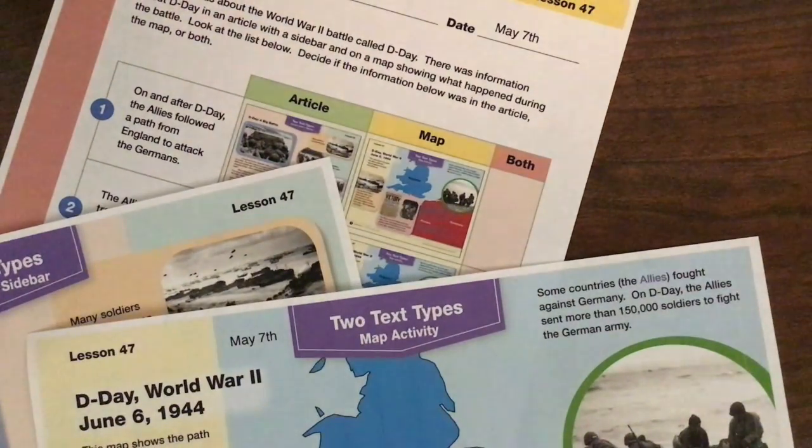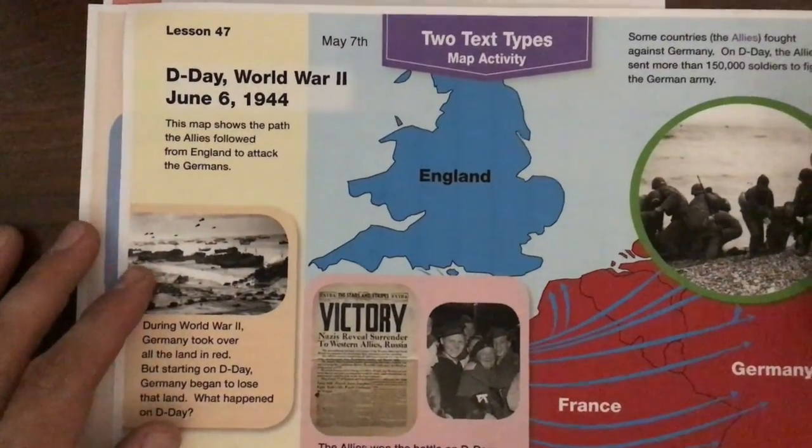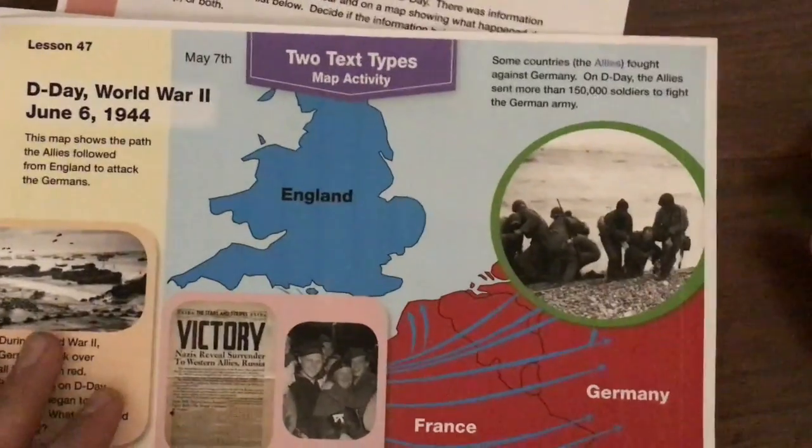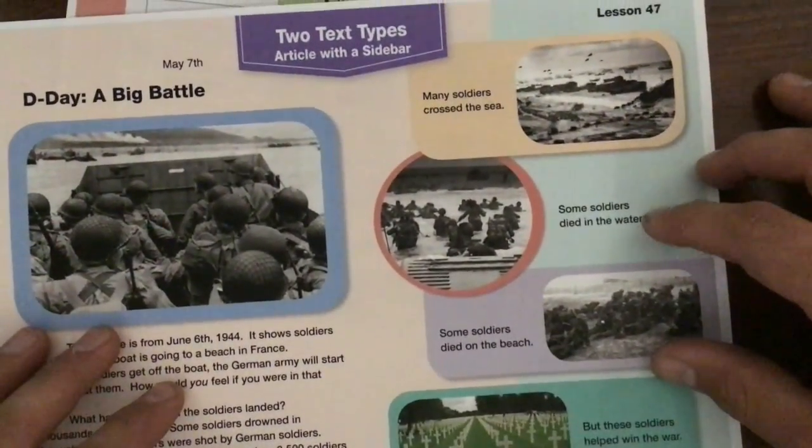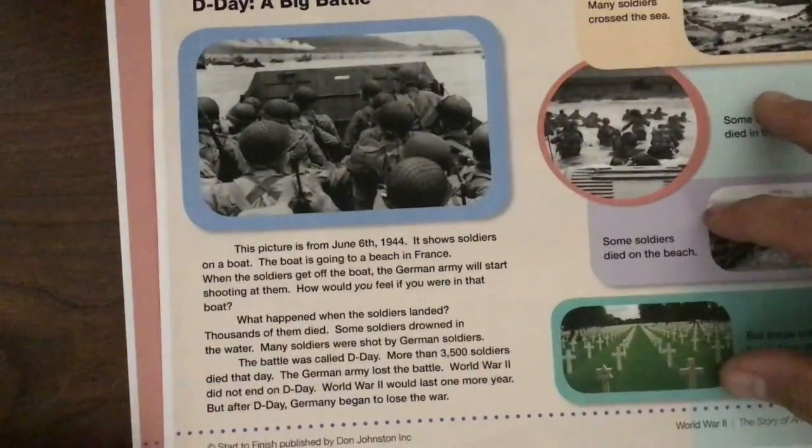Alright guys, so today is called two text types. That means we're going to take a look at two different types of text. Here we have a map. We're going to look at a map activity. And then here we have an article with a sidebar. So we're going to look at an article and a map.